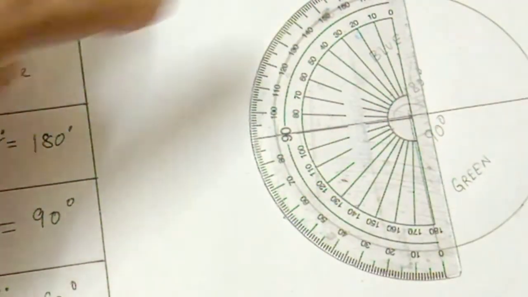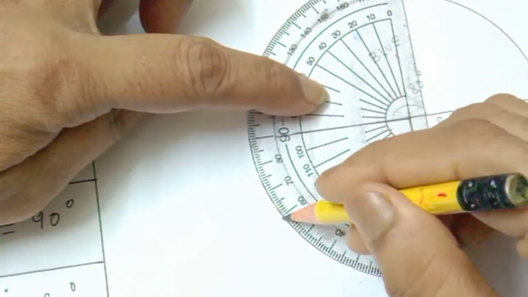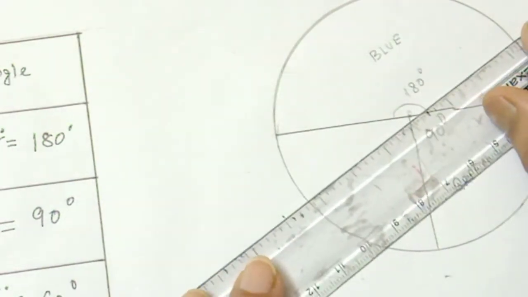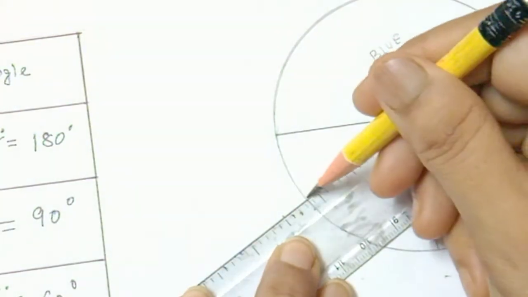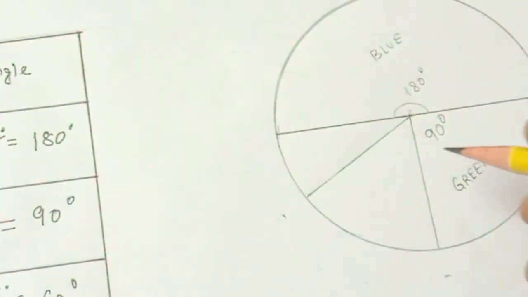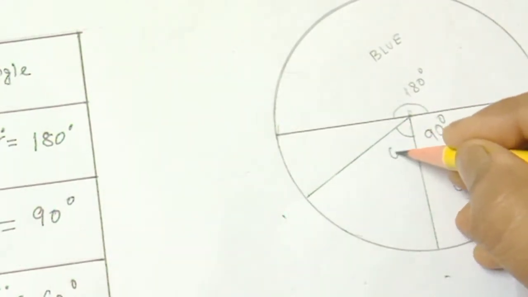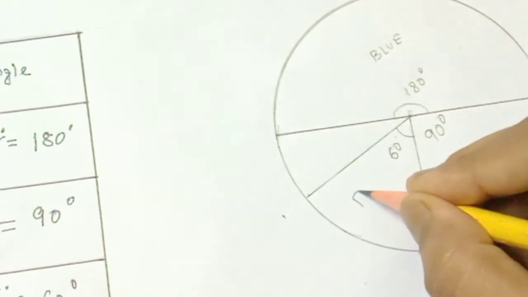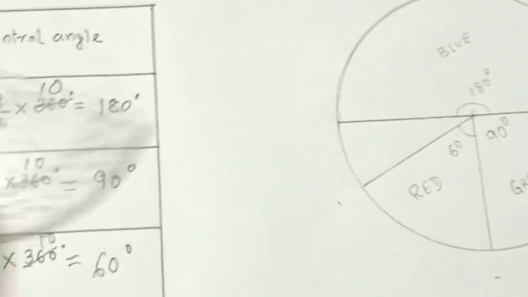You have to make a point here. It is 60 degrees. Now draw the line from the center to the circumference. It will be 60 degrees. And this is for red color. This is 60 degrees and this sector is for red color. And the remaining automatically will be 30 degrees.